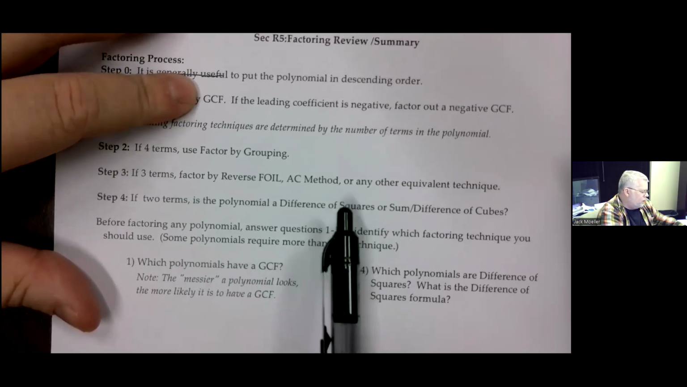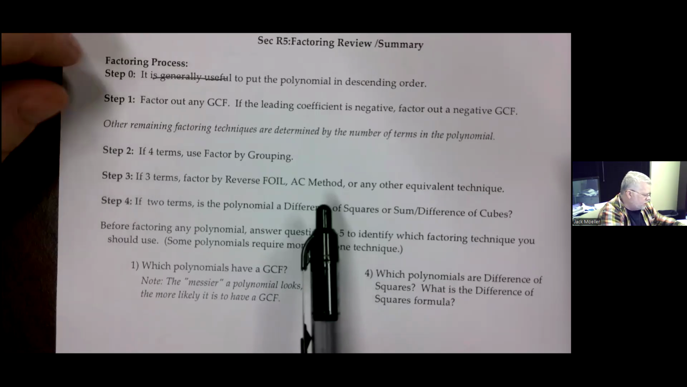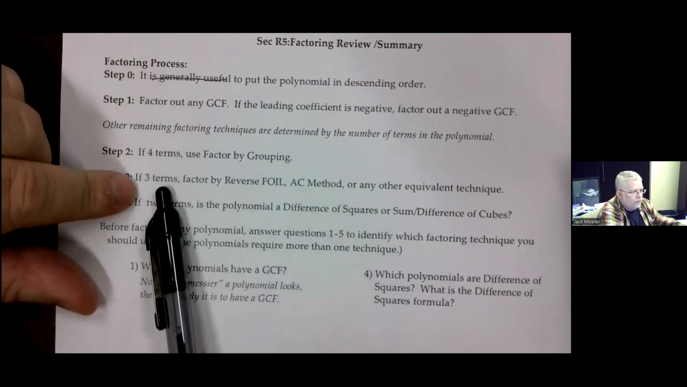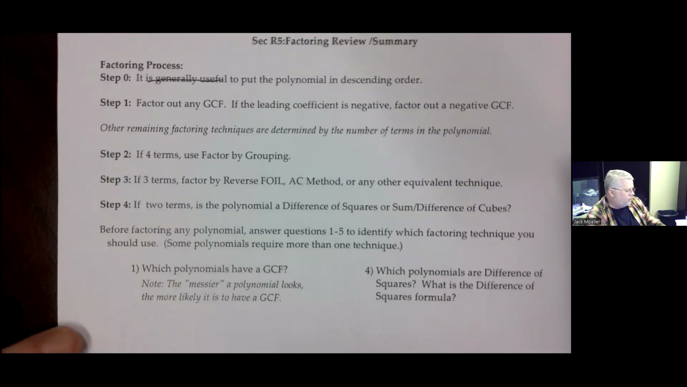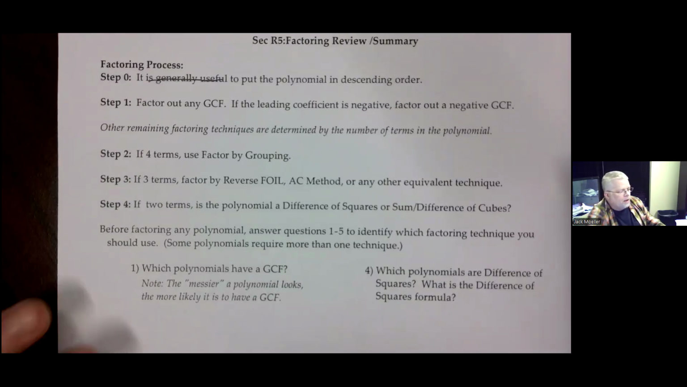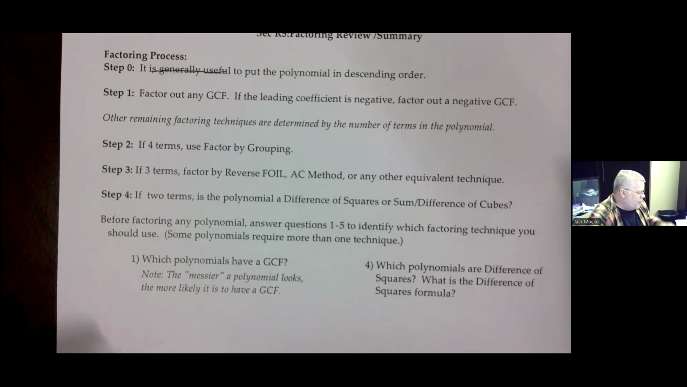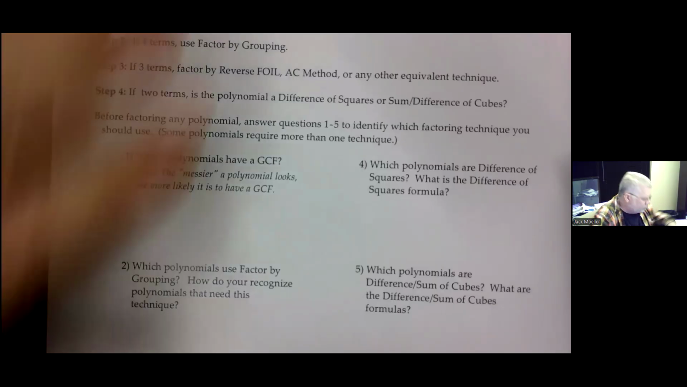And then the messier factoring is if there are three terms, if they're trinomials, then you have the reverse FOIL and the AC method that we'll talk about in part 2. And again, some of you may have equivalent techniques, which is fine. But the first thing you have to do is recognize which technique is applicable.